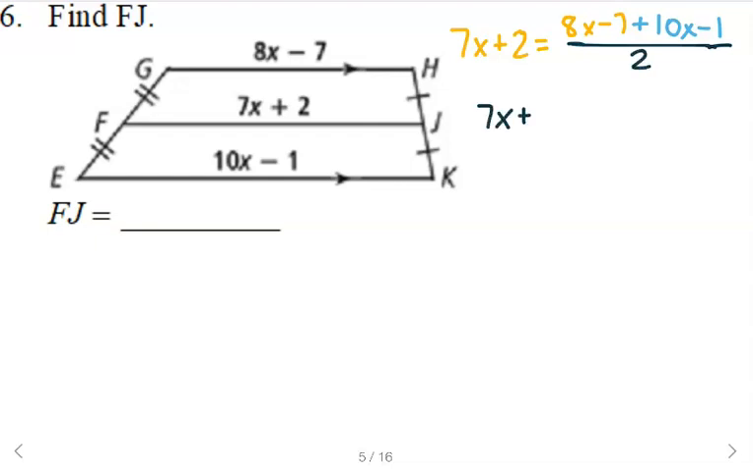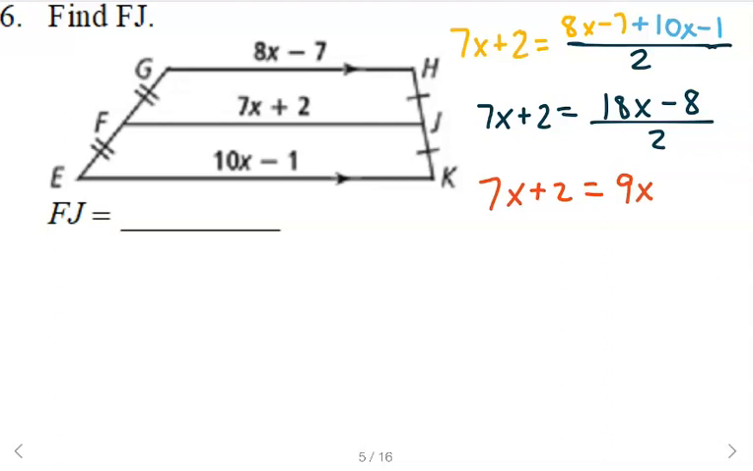Trying to solve this, on the right side we can combine those like terms. 8x plus 10x is 18x. Negative 7 minus 1, negative 8. Since each of these happen to divide by 2, that would be a little bit quicker than multiplying both sides by 2. So we'll have 9x, that's 18x divided by 2, minus 8 divided by 2 is minus 4.